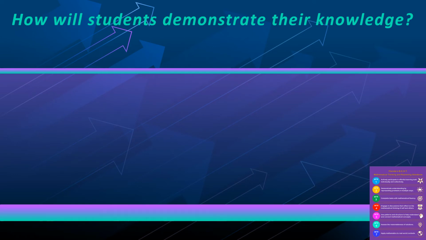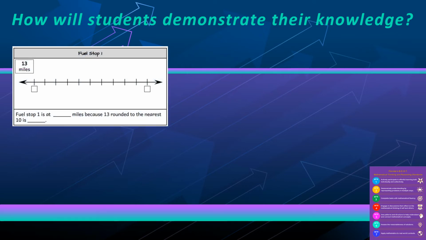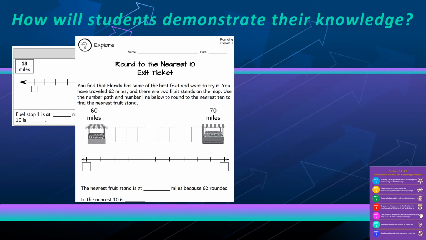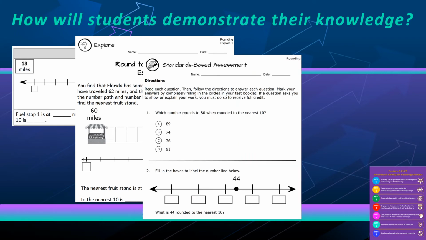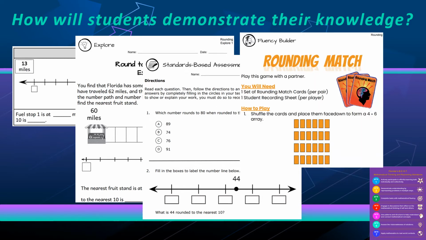Throughout this unit of study, we should see multiple opportunities for students to demonstrate their knowledge and understanding. This could include student journals, exit tickets during the Explore, as well as standards-based assessment tasks, and fluency builders with rounding games to practice. These could provide teachers with an informal assessment. These activities can demonstrate MTRs 4 and 5 as well.